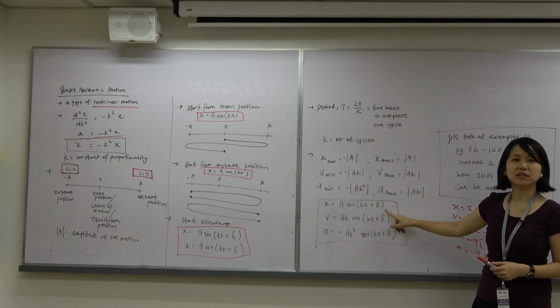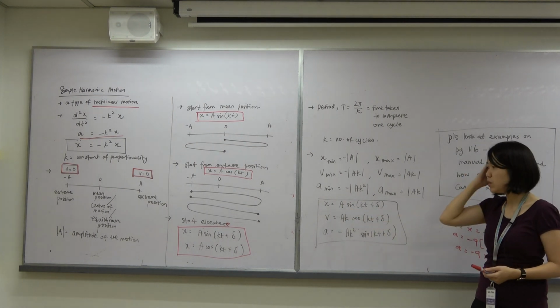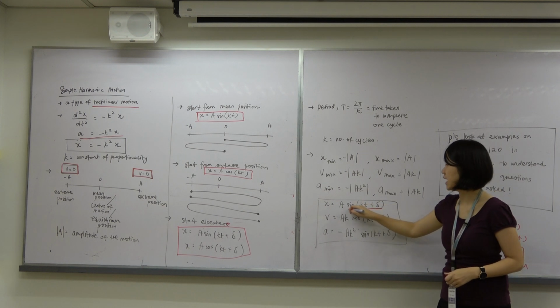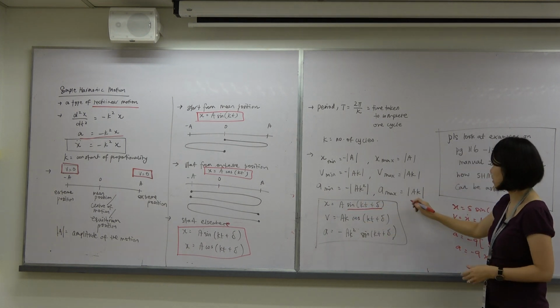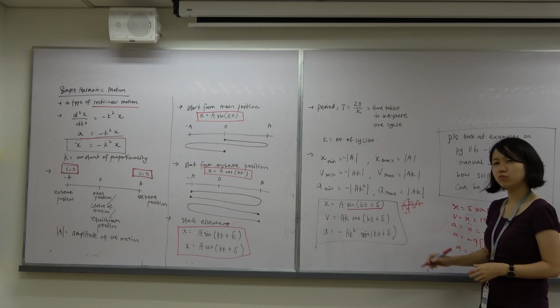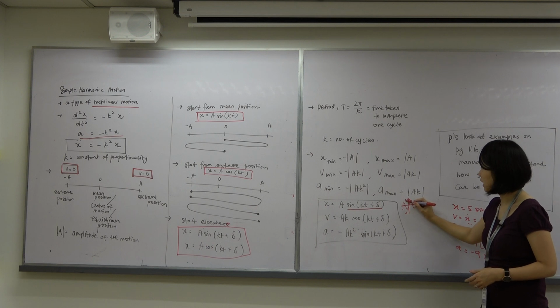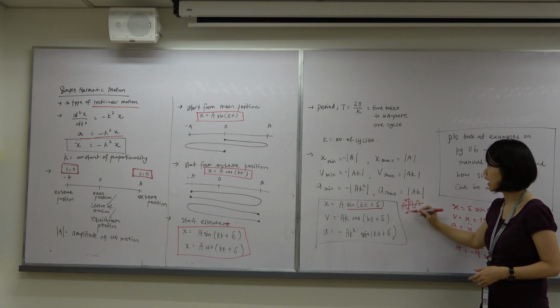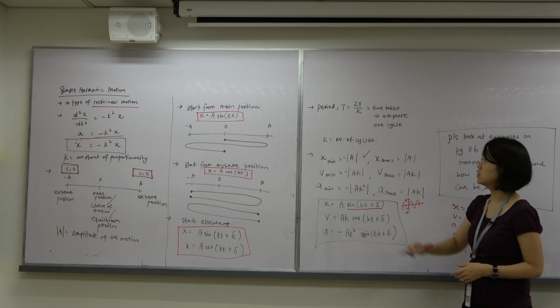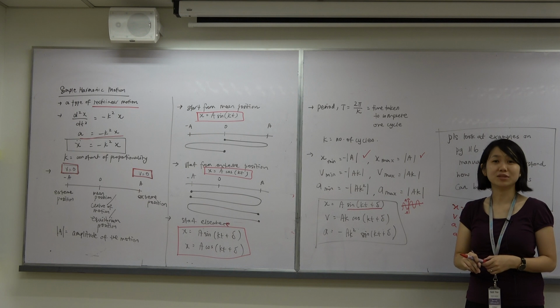Let's look at this example again. We have x equals a sine kt plus delta, and that is my displacement. We all know how to draw the graph of sine. Sine graph always oscillates between -1 and 1, so the maximum is always 1 and the minimum is always -1. If you multiply by a, you get a and -a, and that is how we got the minimum of x to be negative modulus of a, and the maximum to be the modulus of a.